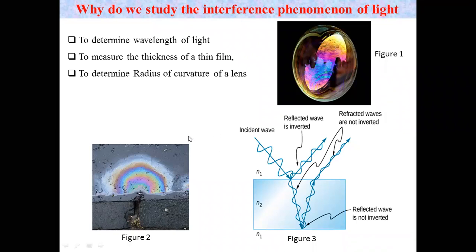We can also use the interference phenomenon of light to determine the radius of curvature of a plano-convex lens.